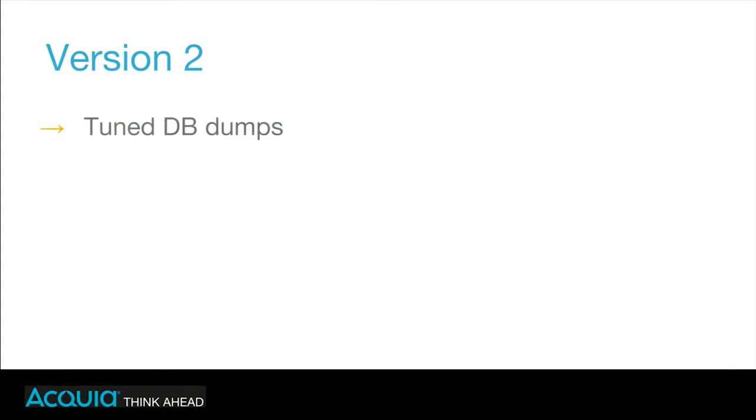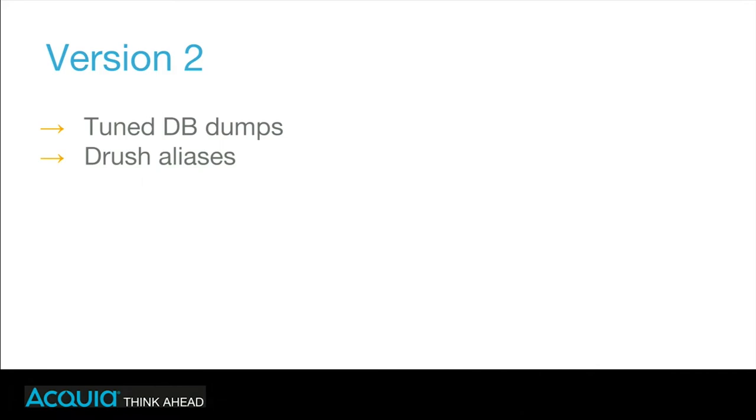So version two. I got tasked this challenge to rewrite it from the ground up, and the first thing I did was make tuned database dumps. The preview environment does not need every single table and every single row. So using Drush, use an option called structure tables, which allows you to just dump the structure but not the content. All the cache tables, for instance, are a good candidate for not dumping. You don't really need to see your web form submissions on the preview site, so cull them.